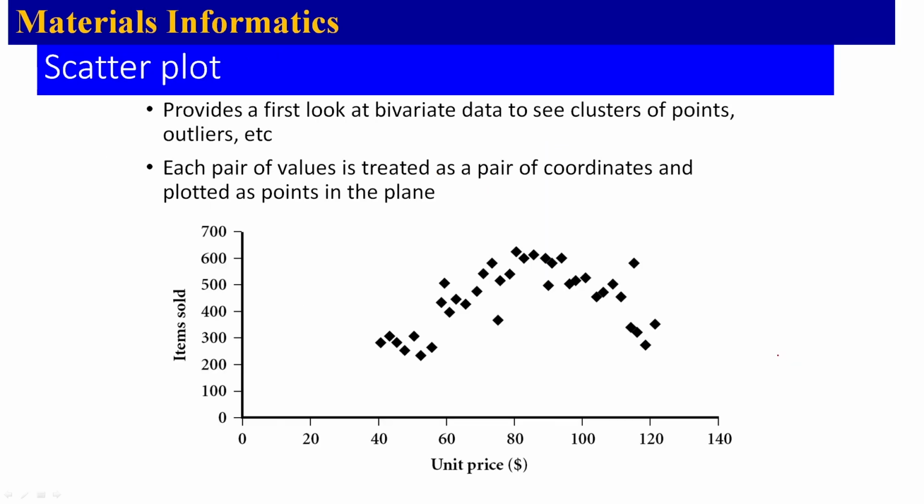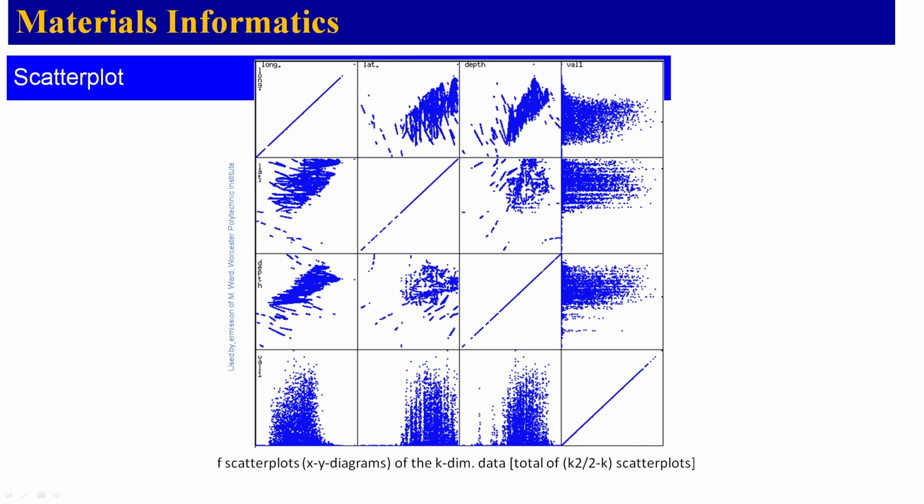One can also do a scatter plot. This provides you a first look at bivariate data to see clusters of points or outliers. You can see this is an outlier, right. Each pair of values is treated as a pair of coordinates, like here unit price versus items sold. You can see one cluster here, one cluster there, and many other clusters present. These scatter plots are very widely used in materials science. They look like this, and they show how the data are scattered, in which region of the plot the data are mostly present. That is what scatter plots can provide, and they are widely used in materials science.